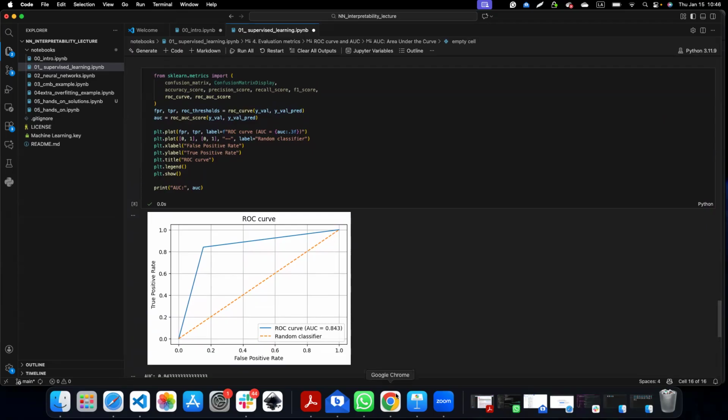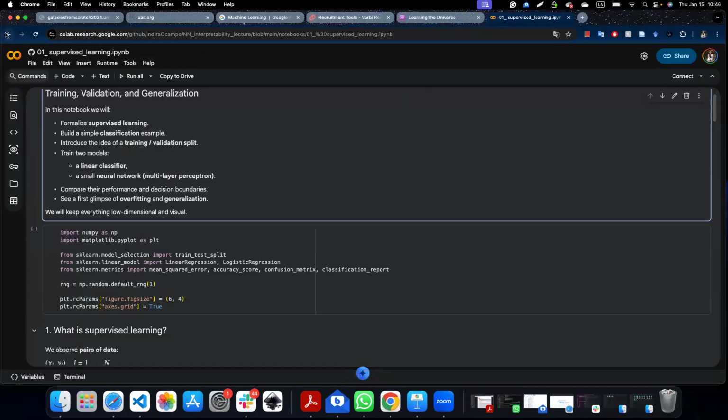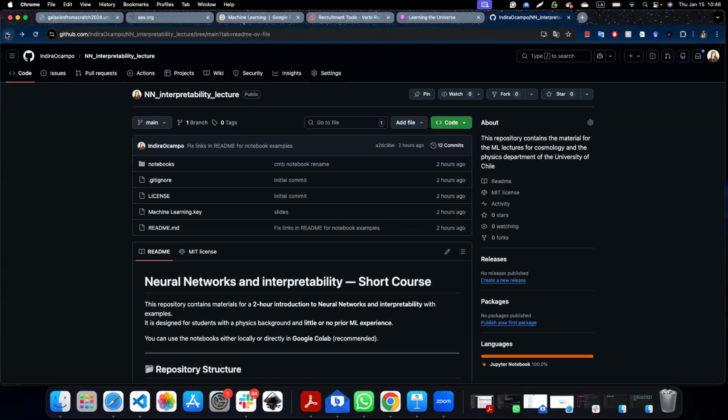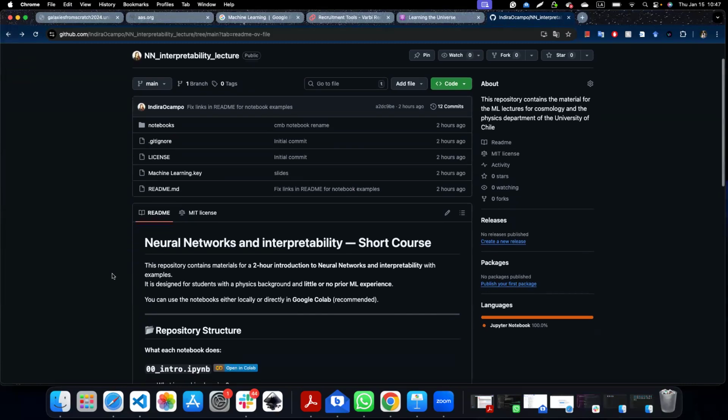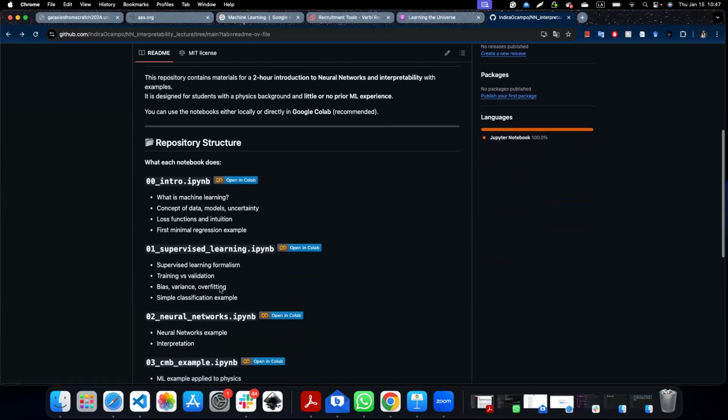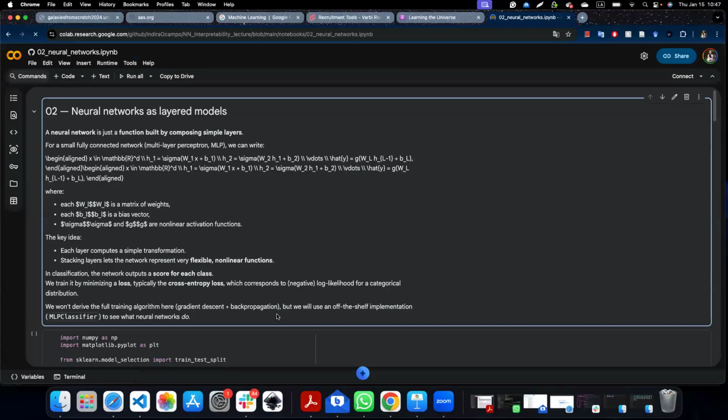Okay, so that's with respect to the logistic regression. So maybe now we can open the third notebook. So far, is what we just said understood? Okay. And then please open the neural networks. Neural networks. Okay.